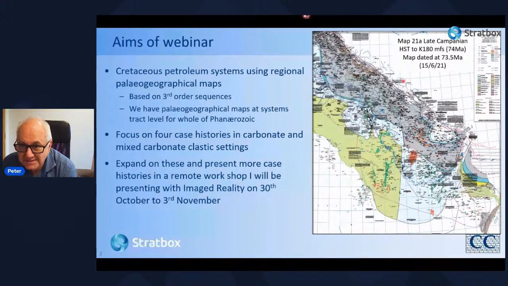This shows the high stand systems tract to the K180 maximum flooding surface of late Campanian age. It covers the main economic area of production from the Arabian Plate, covering Iraq through Kuwait, the Gulf states, down to Oman and up to the Zagros Suture. And within this, I want to focus on 4 case histories in carbonate and mixed-clastic carbonate settings.